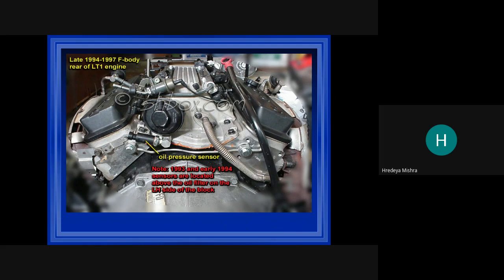Oil pressure sensor is applied here. Note: 1993 and early 1994 sensors are located above the oil filter on the low head side of the block, and late 1994 to 1997 sensors are at the body rear of the LT low temperature engine. It means the location is changed. The 1994 location is here, and here the location is changed, on the low temperature side of the vehicle.